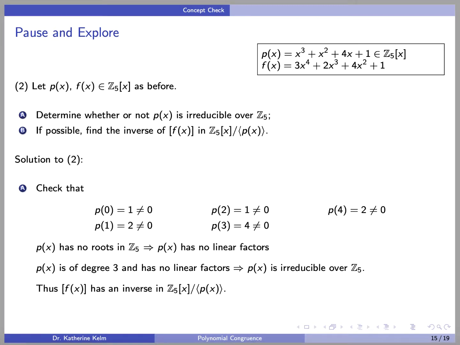We've already determined that the class of f of x is a non-zero class because its principal representative is not 0. Thus, we are guaranteed that the class of f of x has an inverse in the quotient ring.